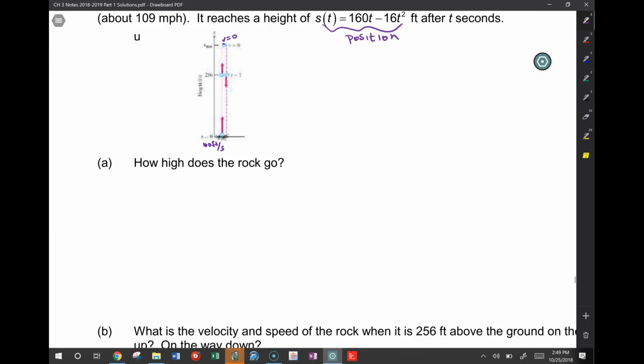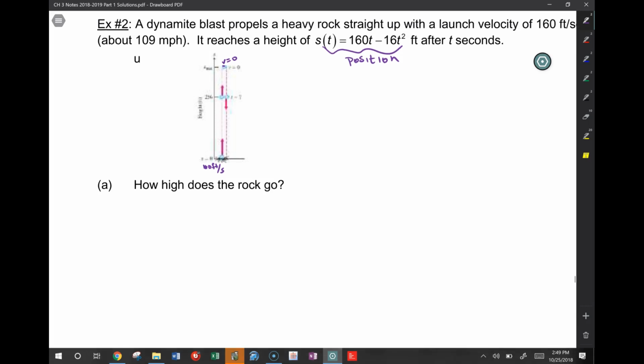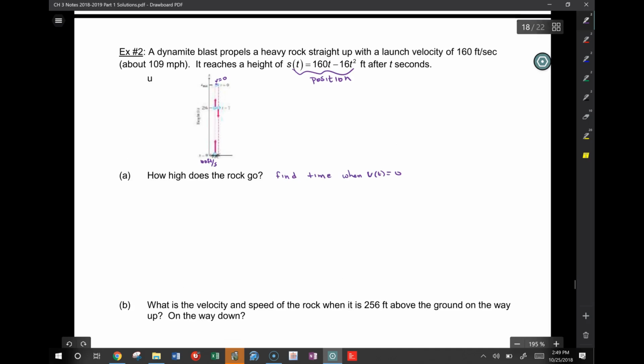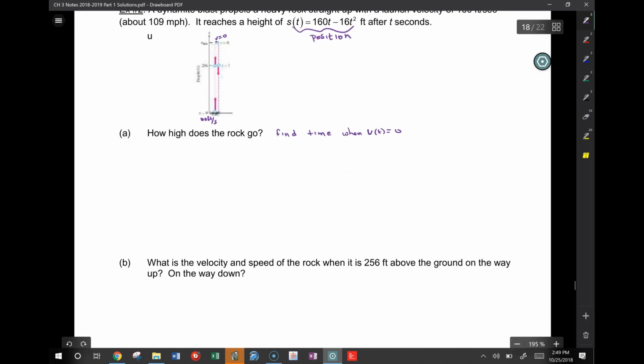So how high does the rock go? The rock goes as high as, until the velocity is 0. So we're going to find the time, first of all, when v of t is equal to 0. Okay? All right. So what do we have? We have s of t. Well, let's first find v of t. V of t is s prime of t.